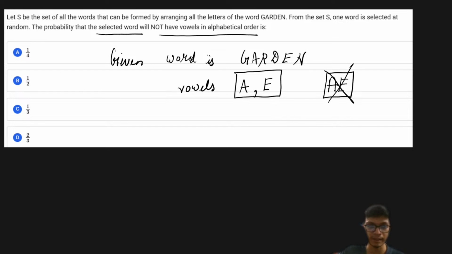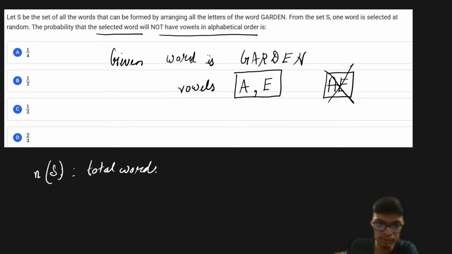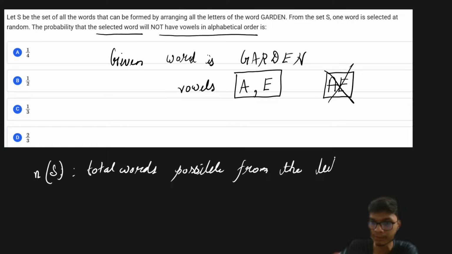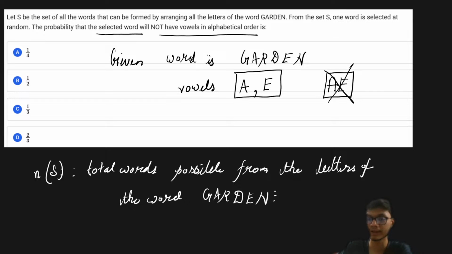If we look at the set S, or find the cardinality of the set S, that is the total number of words possible from the letters of the word garden. There are a total of 6 letters, so that is given as 6 factorial. That is the total number of words that can be formed.